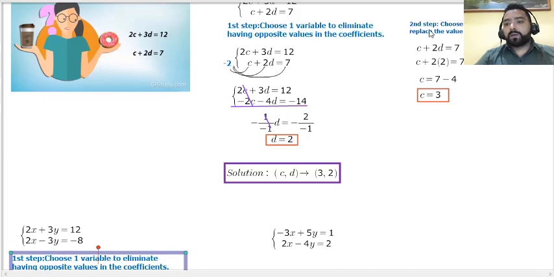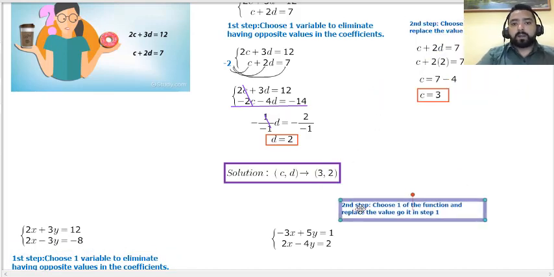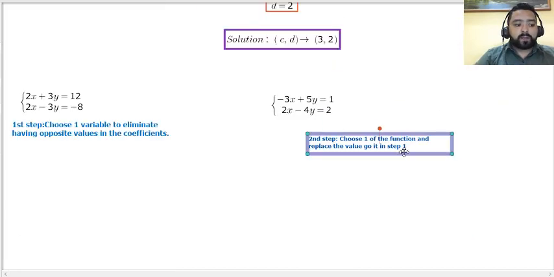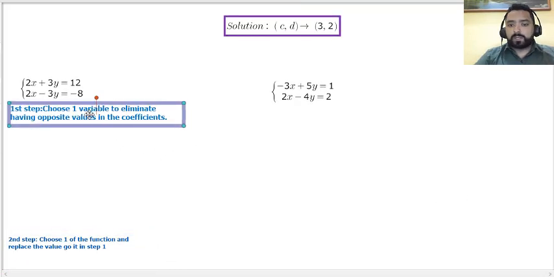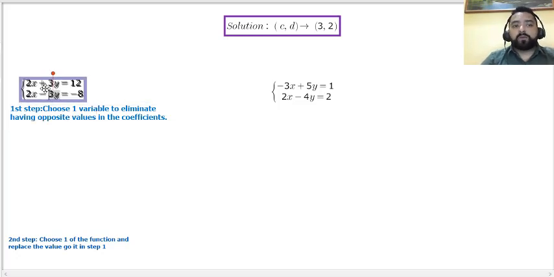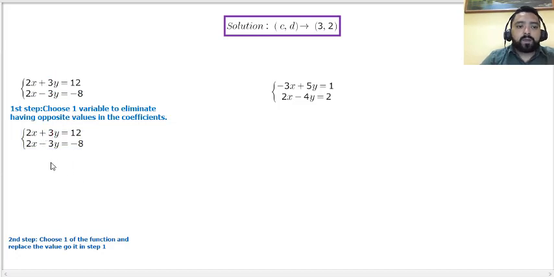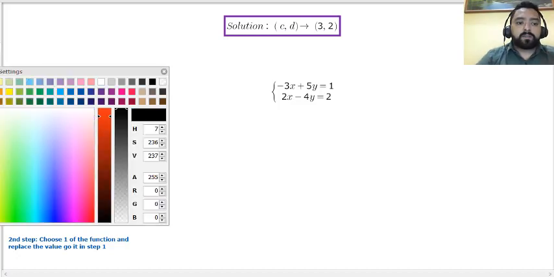Now, I'm going to continue with another 2 examples and we're going to follow the same idea. In this case, remember, we always do 2 steps, because with 2 steps we're going to solve this system. In this system, we already have 2x plus 3y equals 12, 2x minus 3y equals negative 8. We are going to try to eliminate one of the variables. But in this case, as you can see, 3 and negative 3 are opposite, so you can eliminate. So we're going to copy this system and skip step 1, and we are going to eliminate this value.